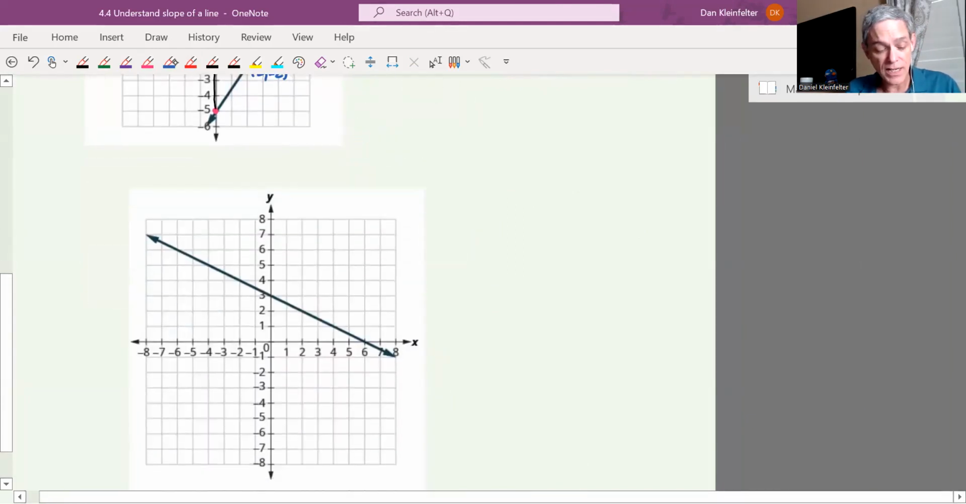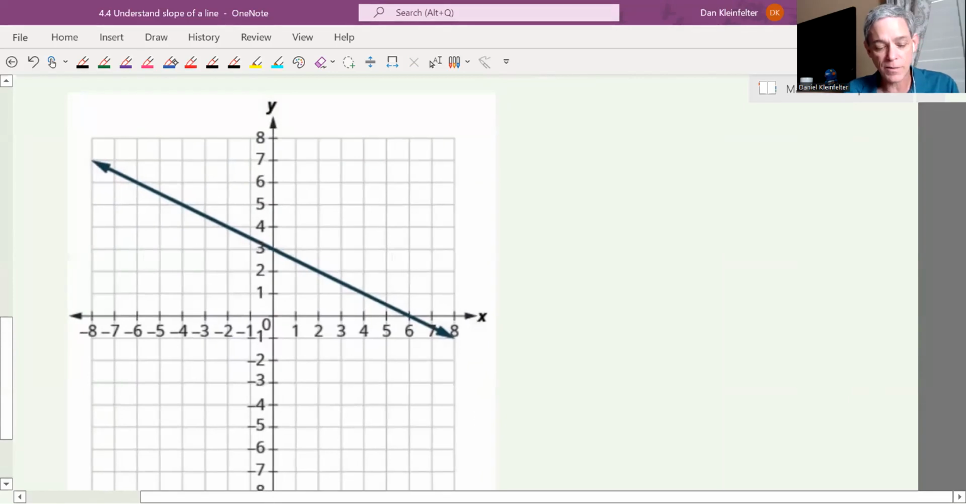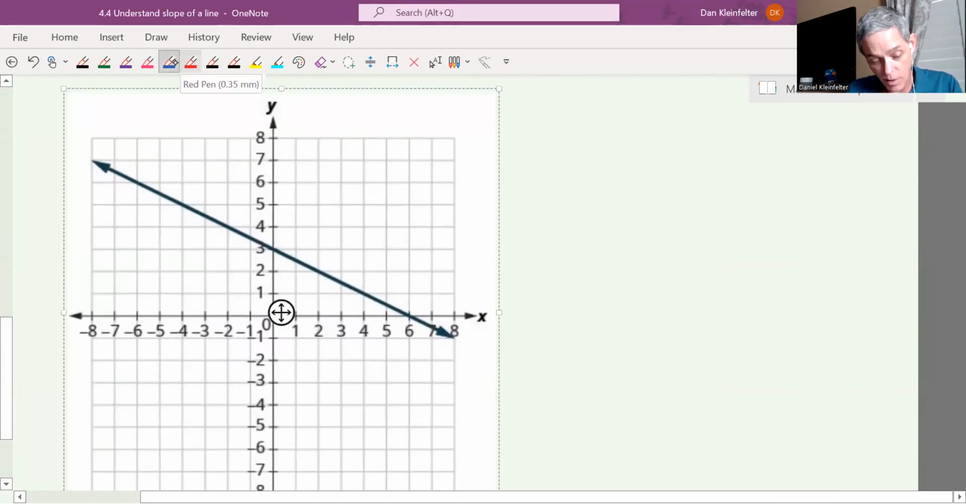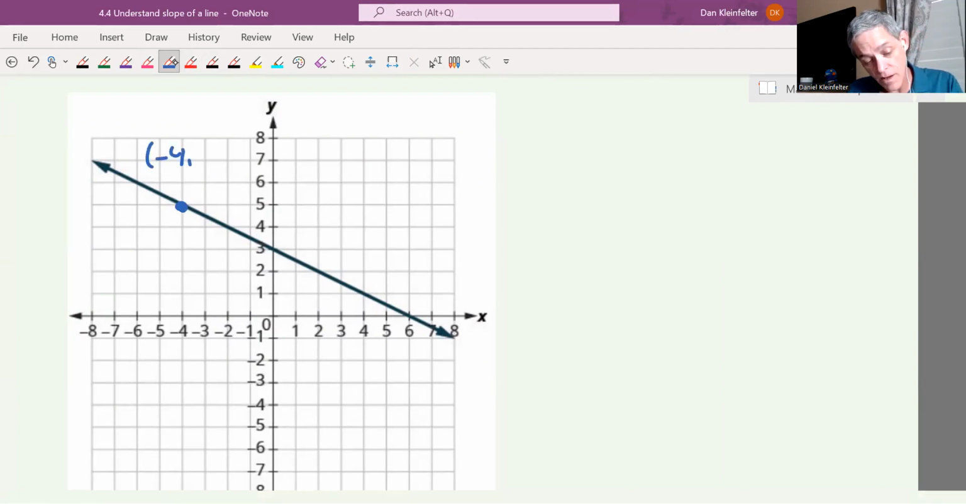Okay, let's try this line. This line, based on our intuition, looks like it should have a negative slope. So let's figure out 2 points. This one over here was the first one I saw. It looks like -4, 5. And then we also have the point 2, 2.